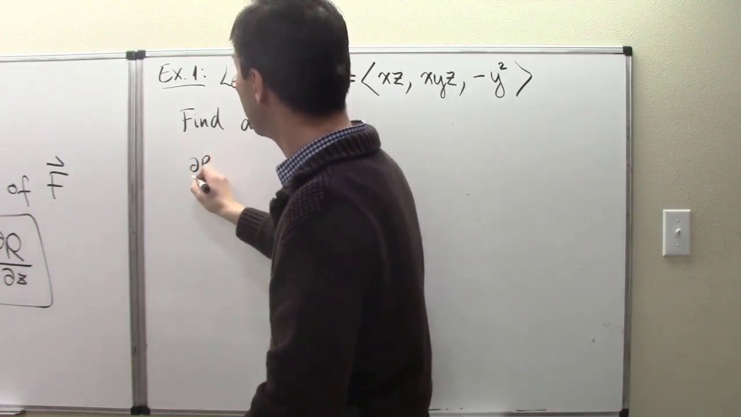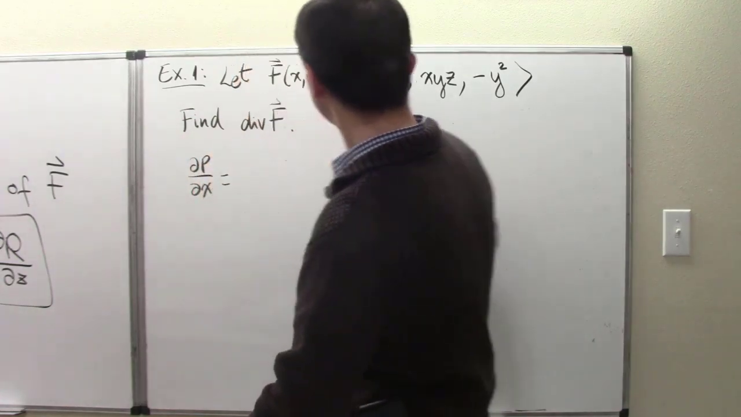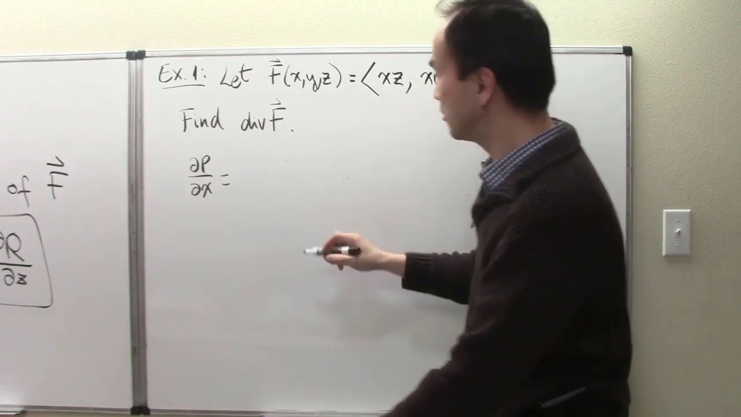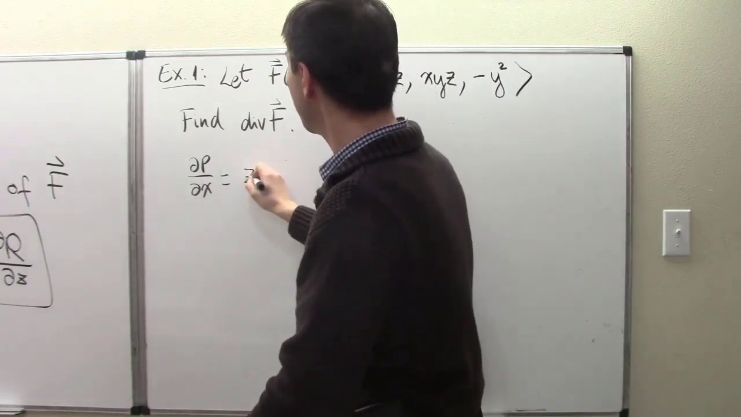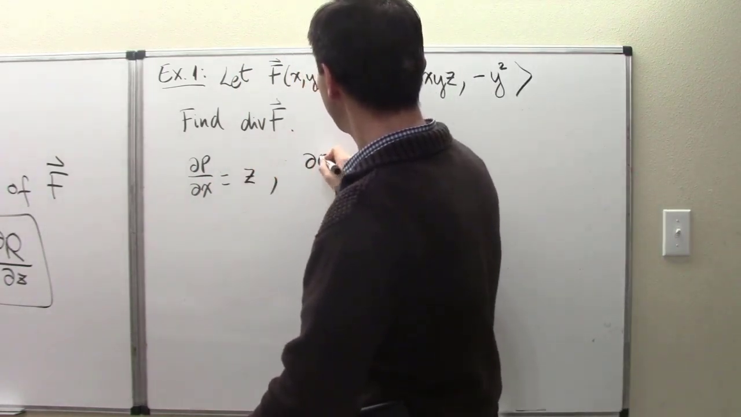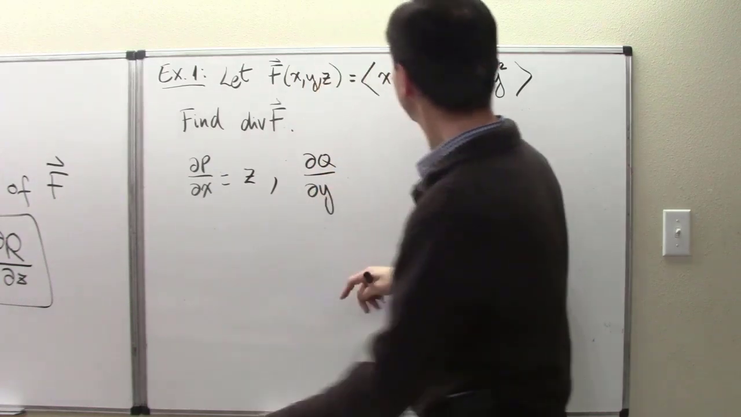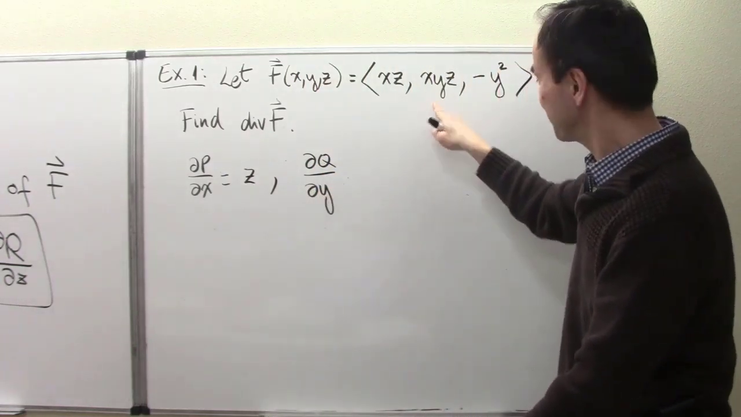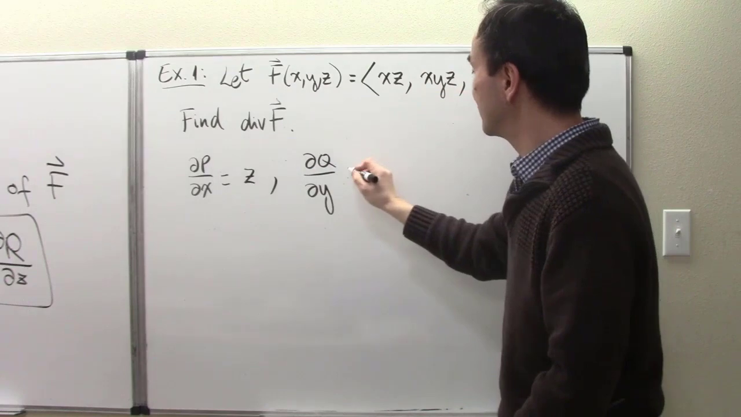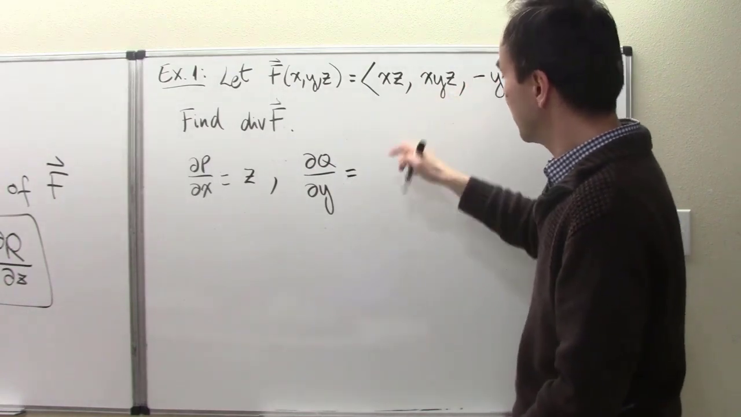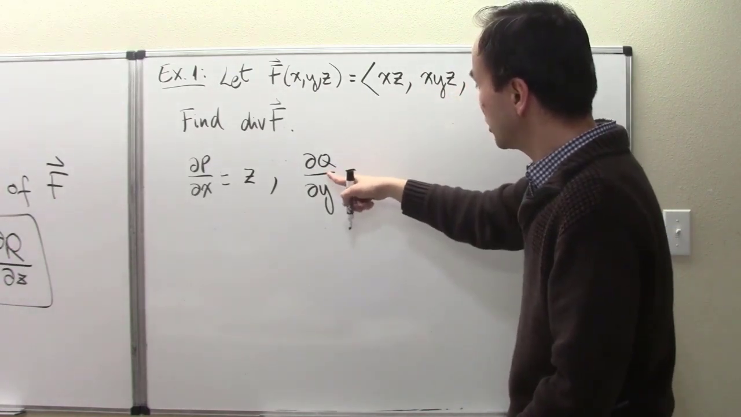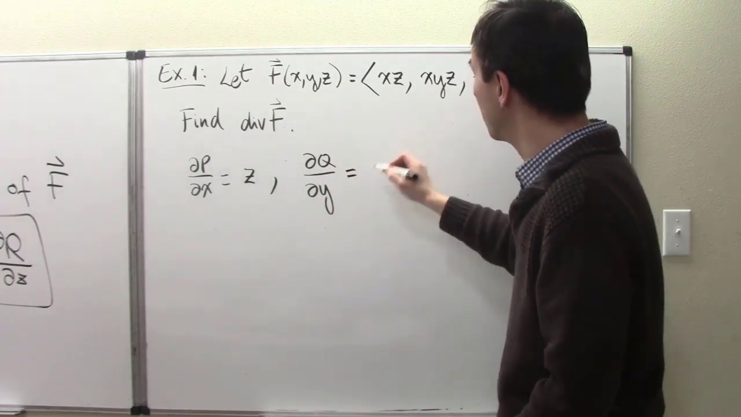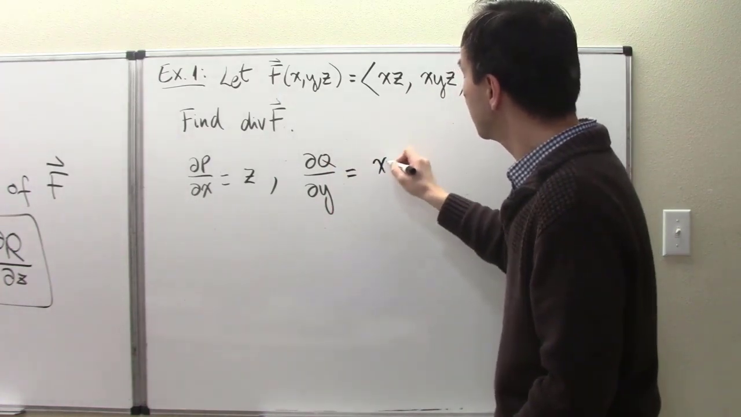So dp, dx, this is p right here. Okay, so dp dx here has to be z. Okay, dq, dy, this is y. Okay, this is q. The middle component is here. So taking the partial derivative of q in respect to y gives me x, z.